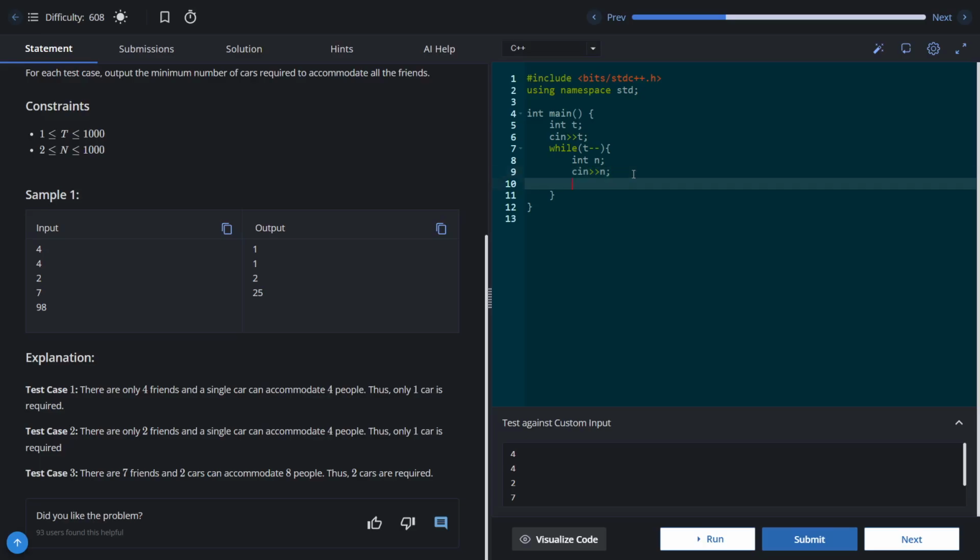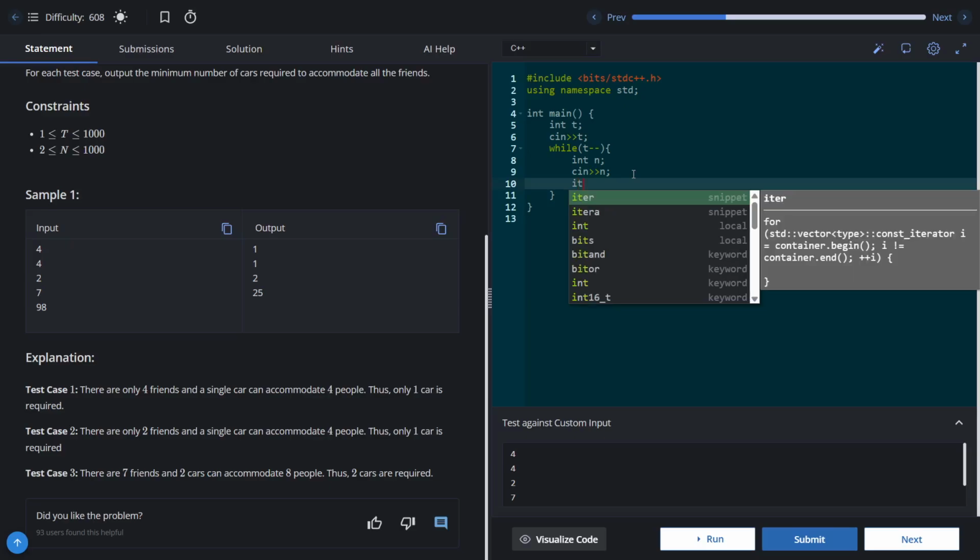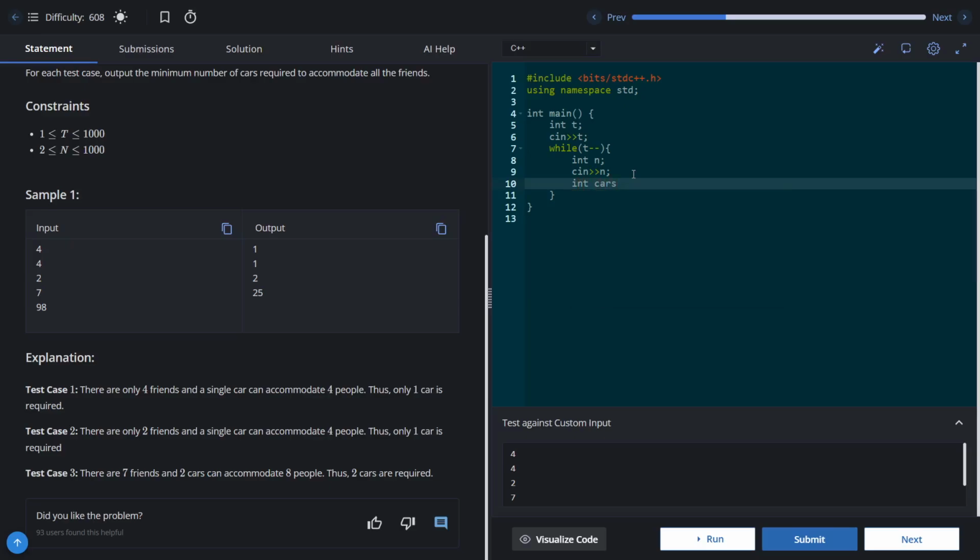We need to now find the cars. We'll take an int, which is the number of cars. That will be n by 4, and we are checking the remainder: int remainder is equal to n modulo 4. If the remainder is greater than 0, which means we are getting some value 1, 2 or 3, in that case we need to increase the number of cars by 1, and at the end we'll have to print the number of cars.